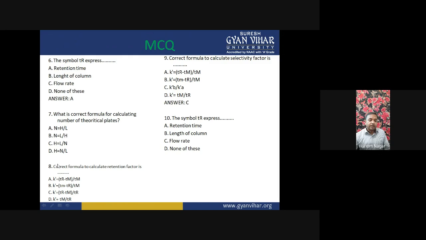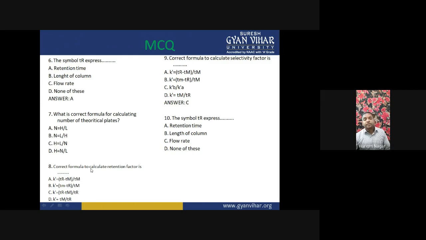Now the question number 8. Which is the correct formula to calculate retention factor? Option A: k' is equal to (TR minus TM) upon TM. Option B: k' is equal to (TM minus TR) upon TM. Option C: k' is equal to (TR minus TM) upon TR. And option D: k' is equal to TM divided by TR.